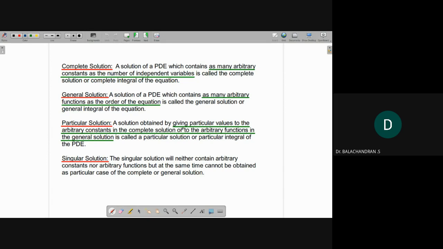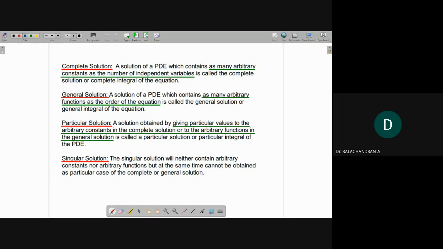The solution obtained by giving particular values to the arbitrary constants in the complete solution or arbitrary functions in the general solution is called a particular solution or particular integral of the PDE. Okay, next, singular solution. The singular solution will neither contain arbitrary constants nor arbitrary functions, but at the same time cannot be obtained as a particular case of the complete or general solution.